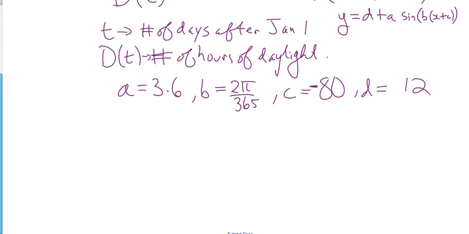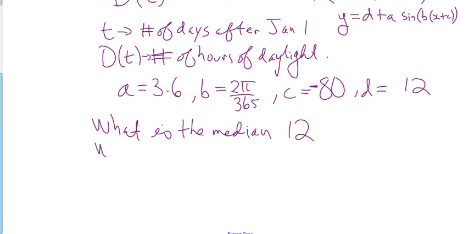All right, what can we say about the number of hours of daylight? So now we have a specific situation. So each of A, B, C, and D means something. So what is the median? We'll say what is the median. What does it mean? So in this context, what is the median? What does it mean?